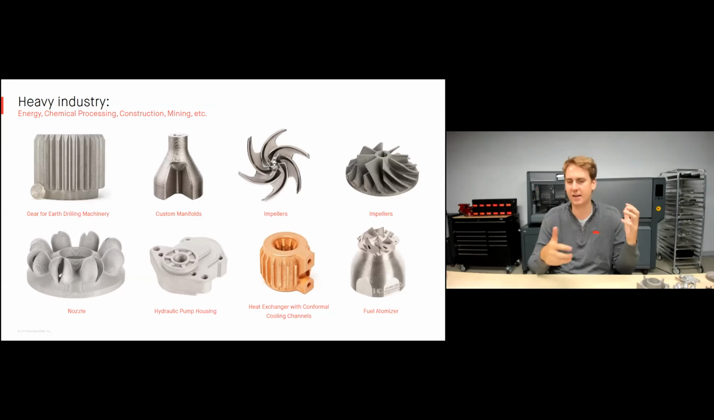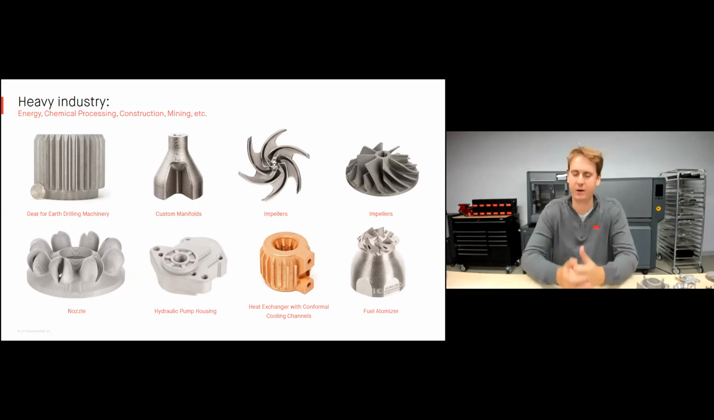So, things like gears for big earth drilling machinery, custom manifolds and impellers for different chemical processing plants, nozzles for the food processing industry. Pumping components, heat exchangers, fuel atomizers. We'll talk about a lot of these today in detail, but this is getting your mind wrapped around what some of the parts we're seeing in heavy industry are and where some people are being successful.